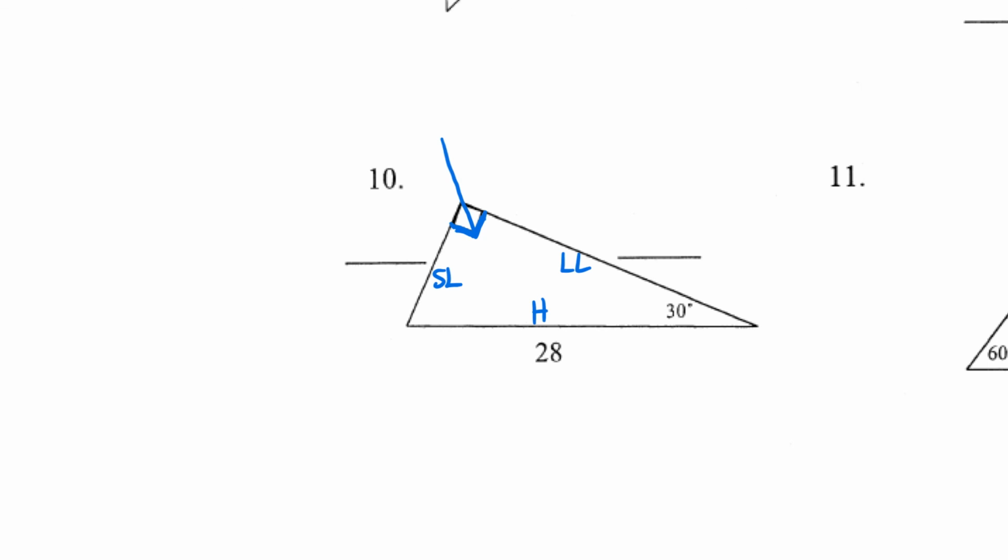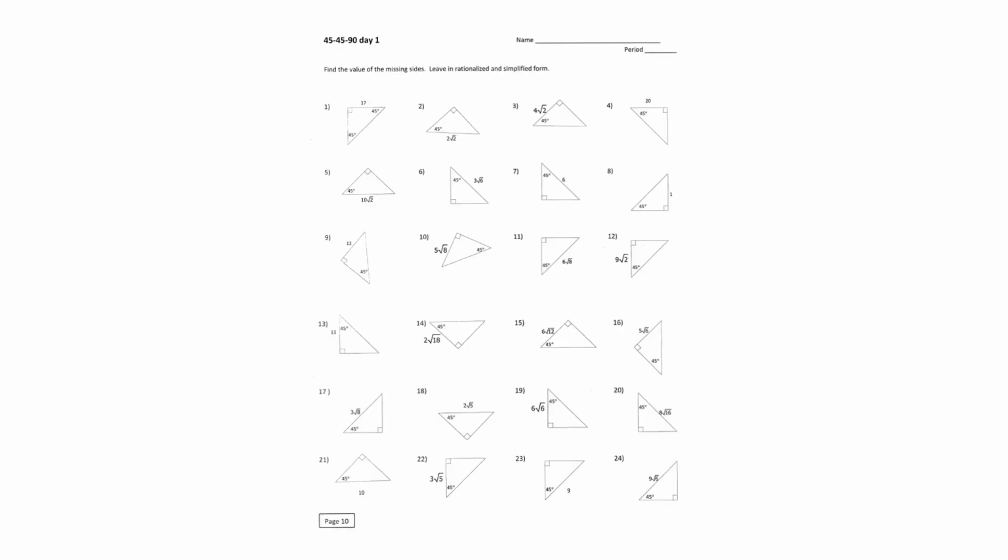Okay, so I want to get from the hypotenuse to the short leg. So the hypotenuse is 28. If I divide that by 2, what's the short leg going to be? 14. And now I want to go from the short leg to the long leg. We already said that's times the square root of 3. So this is just 14 times the square root of 3, like that. Go over here to my rules.